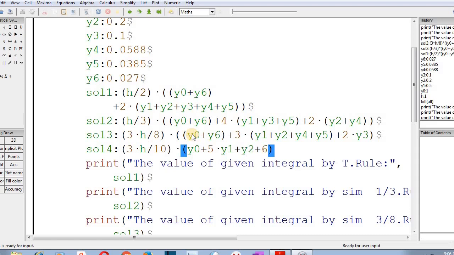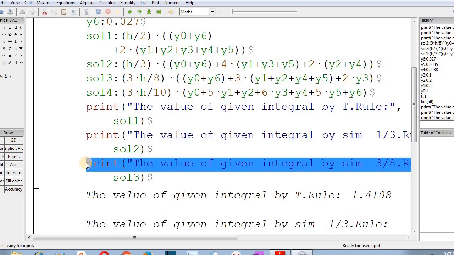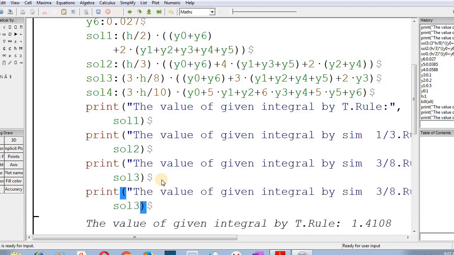plus 6 times y3 plus 1 time y4 plus 5 times y5 plus y6. Now make one dollar symbol here, and now I have to print that solution also. The same print statement I will copy, control C and control V. Check it out.